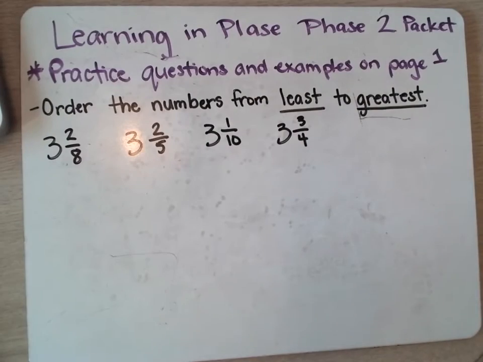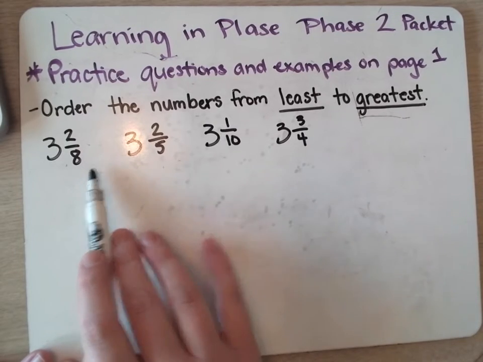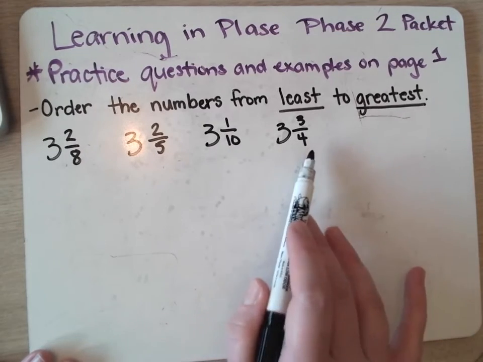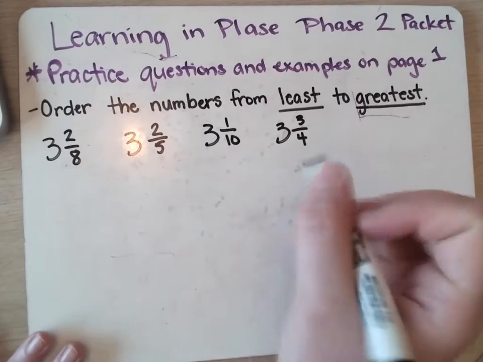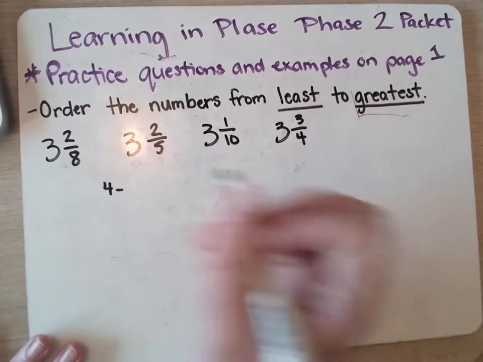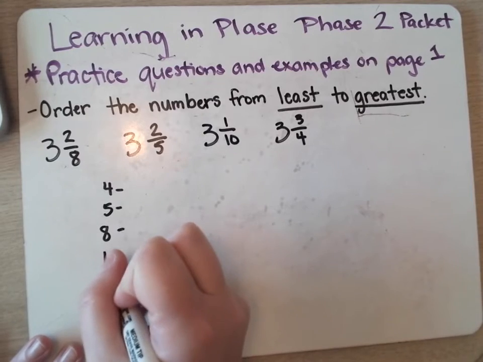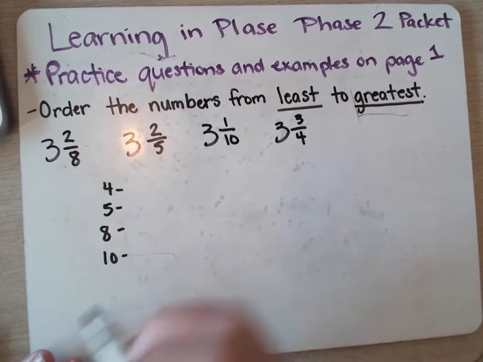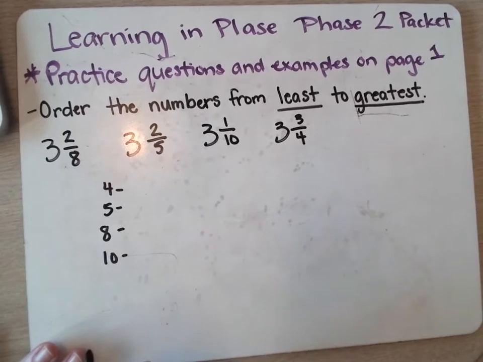So what I'm going to do first is look at my denominators. I have an 8, 5, 10, and 4. The first step to finding a common denominator is to find the least common multiple of your denominators. So I'm going to write them in order from smallest to greatest. So I have 4, 5, 8, and 10. And then I'm going to list my multiples until I find the smallest one that they have in common.